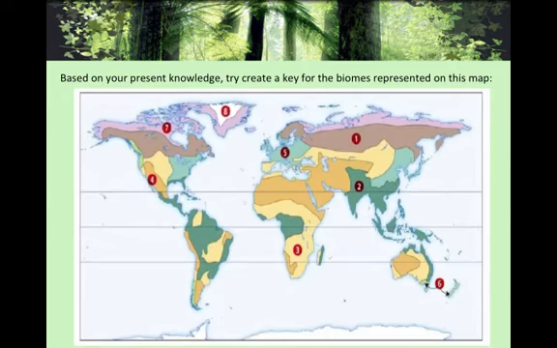Okay, based off of the knowledge that you currently have, I want you to try to determine a key for each of these biomes that are listed in your notes. This diagram is given to you in your notes, and I'd like you to try to guess what each of those 1 through 8 biomes are. Please do it in pencil so that you can erase it if you're not correct. So pause the video now, give it an attempt on your own, and come back when you think that you've filled out as much as you can.